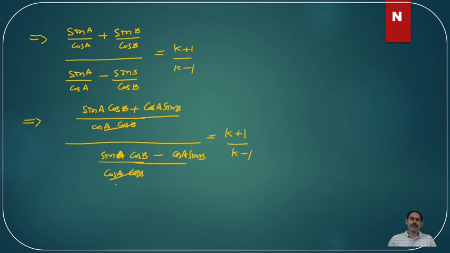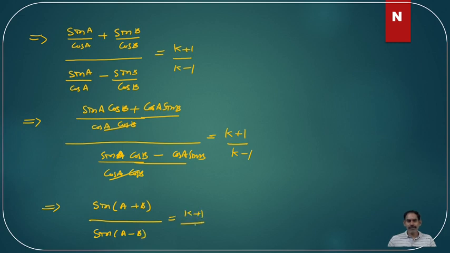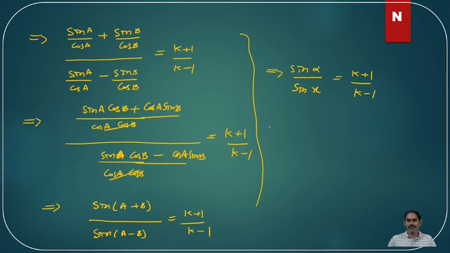What about the remaining terms here? Sin A cos B plus cos A sin B, that formula is sin of A plus B. The denominator sin A cos B minus cos A sin B is the formula for sin A minus B. So we have sin A plus B, and A plus B we have taken as alpha, given. A minus B is x, equals k plus 1 by k minus 1.